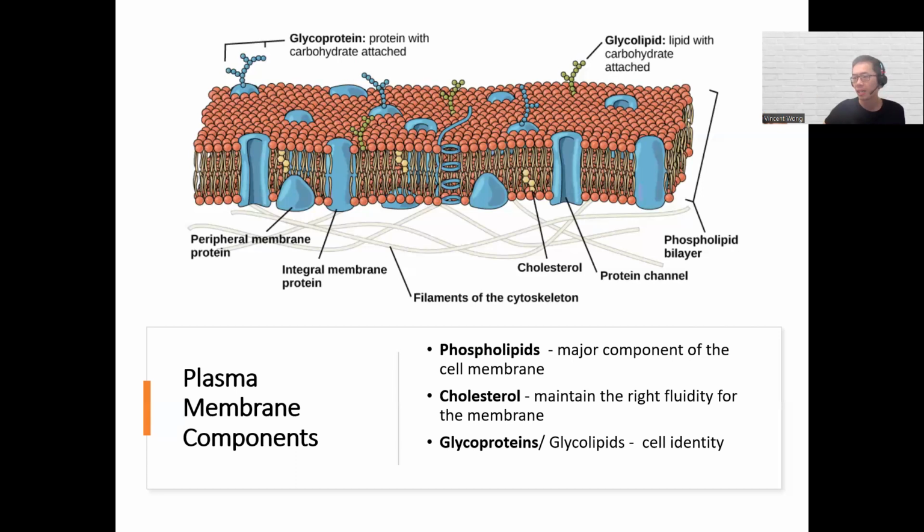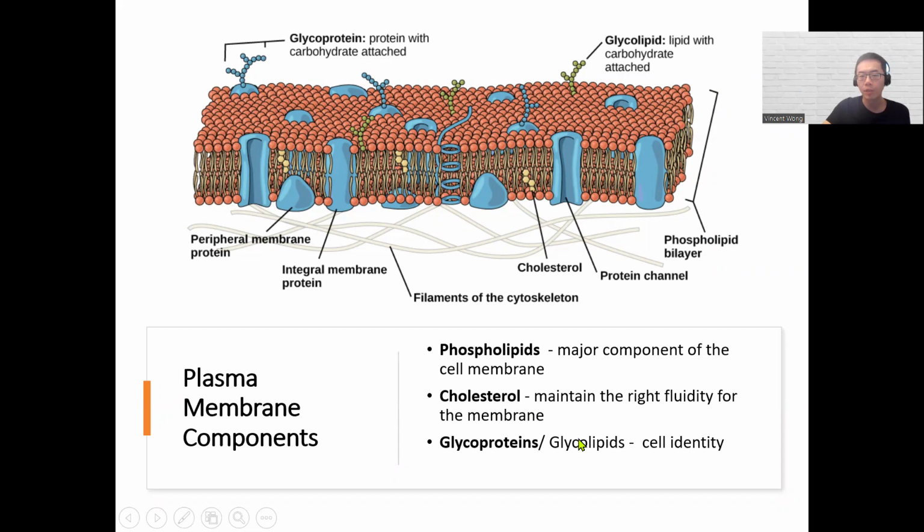For example, if it's a plant that lives in the desert, you would want the membrane fluidity to be different from one that lives in, you know, a very cold environment. It's something to think about. We'll get back to that in a bit. Cholesterol will further help maintain the consistent fluidity.